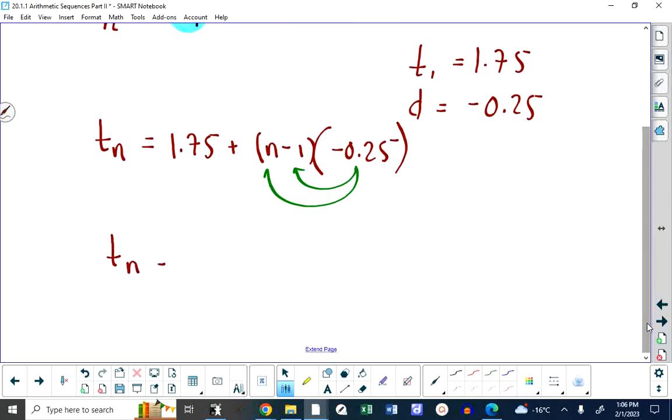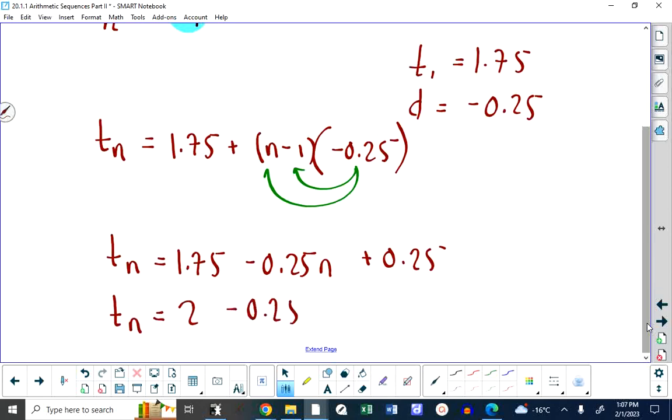T sub n equals 1.75. When I multiply that negative number by n, I get negative 0.25n. When I multiply that negative number by negative 1, I get positive 0.25. And now I can take that 1.75 plus 0.25 and get T sub n equals 2 minus 0.25n.